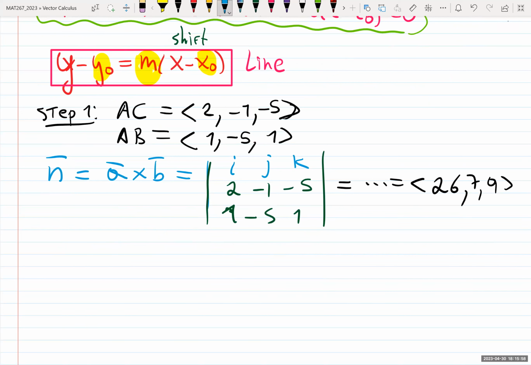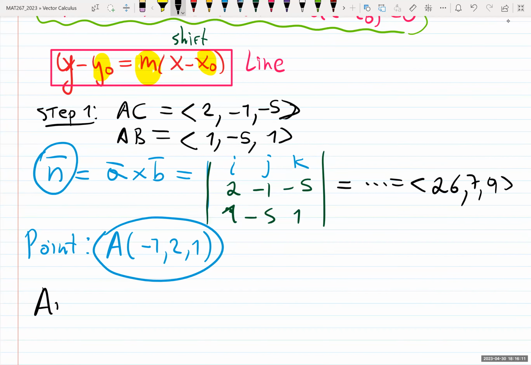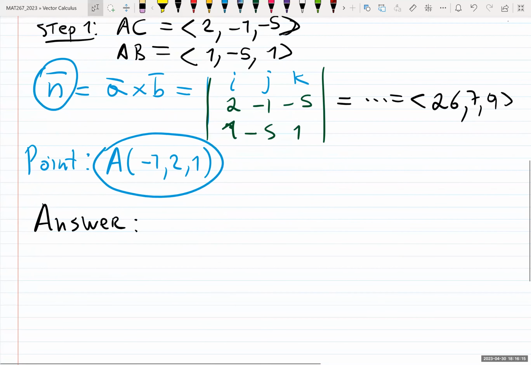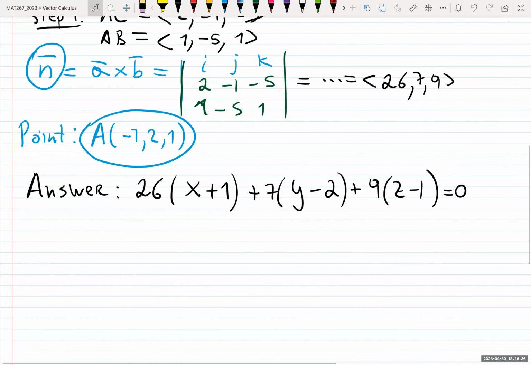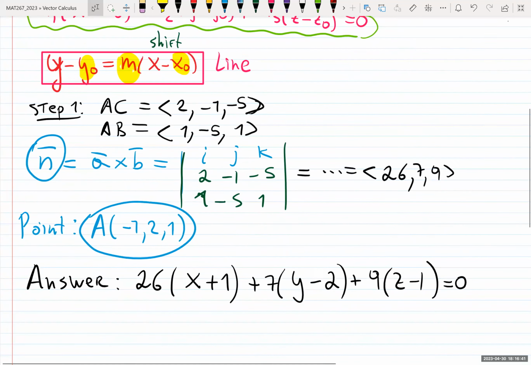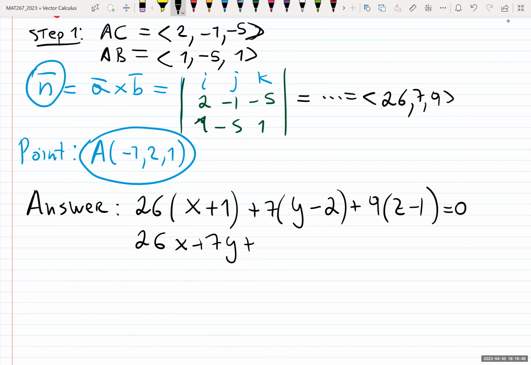Now we have N, and the point will be A, let's copy it again, minus 1, 2, and 1. Insert. The point goes to the shift and N goes to the product. So we have 26 times X minus shift, so plus 1, plus 7 times Y minus shift, so that's 2, plus 9 times Z minus 1, equals 0. And you know how to get to the D notation? If you need the one with D, capital D, that is where you actually simplify everything: 26x plus 7y plus 9z. You distribute, plus or equals D. And D comes from, as you can guess, collecting those terms to get a number.